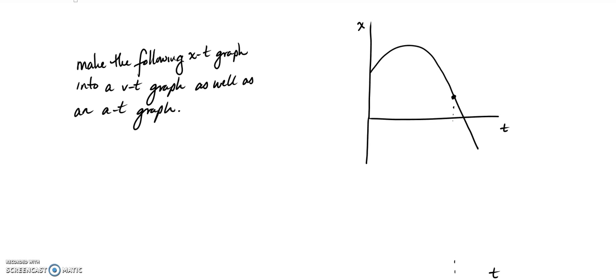Most important thing to do, besides erasing stuff that shouldn't be there, is to draw those tangent lines. So I'm just going to draw some tangent lines. Why am I drawing tangent lines? Yep, you guessed it, because the slope on a position time graph is velocity. So if I'm trying to make a velocity time graph from anything else, like a position time graph, I need to know that fact.